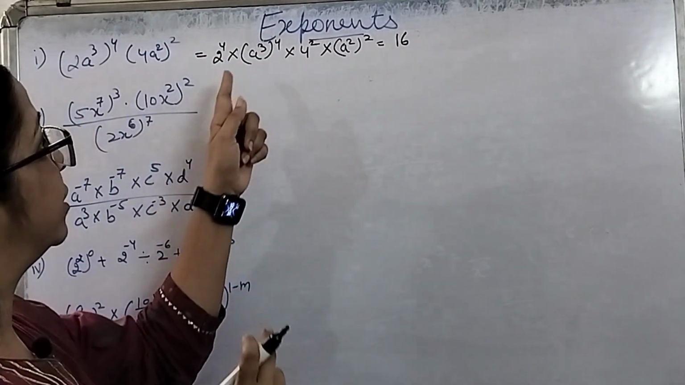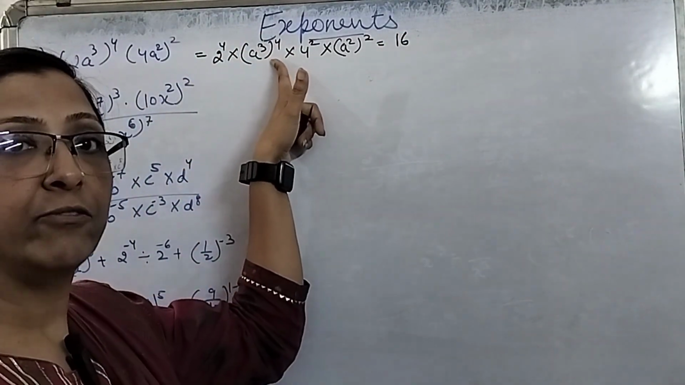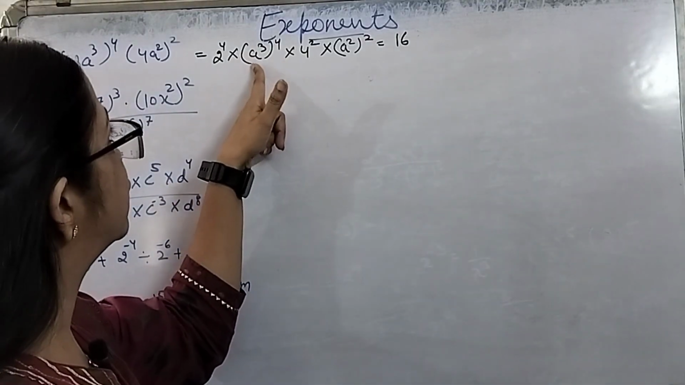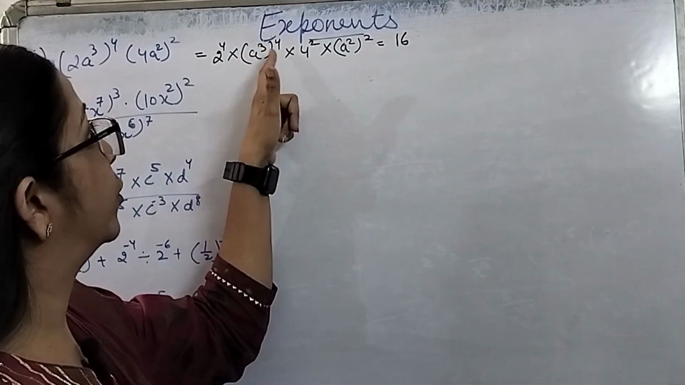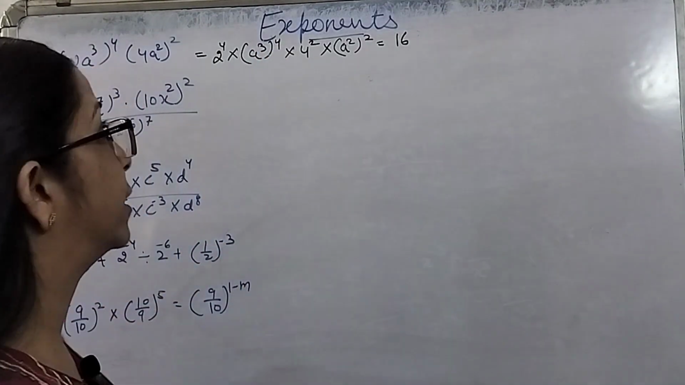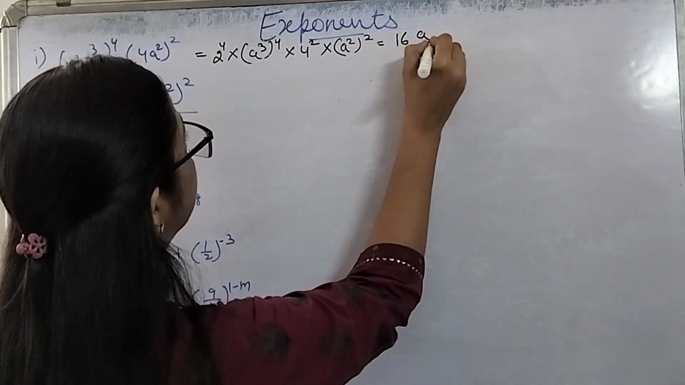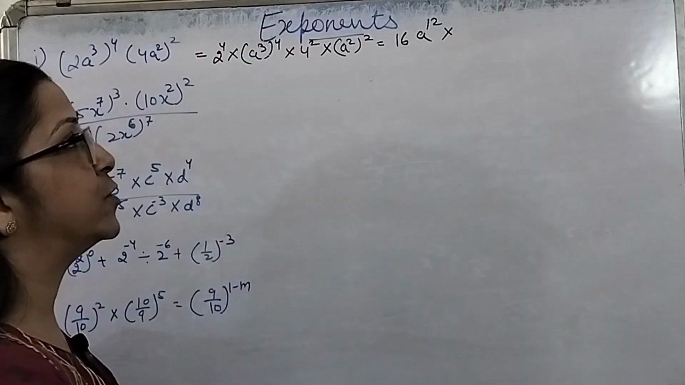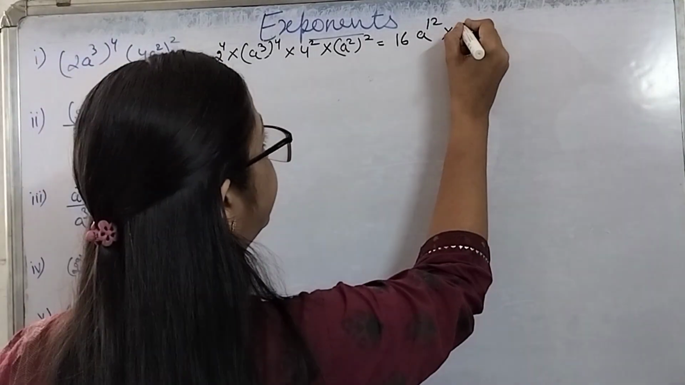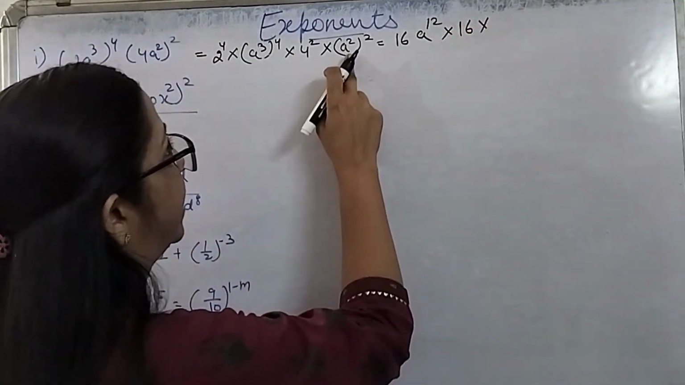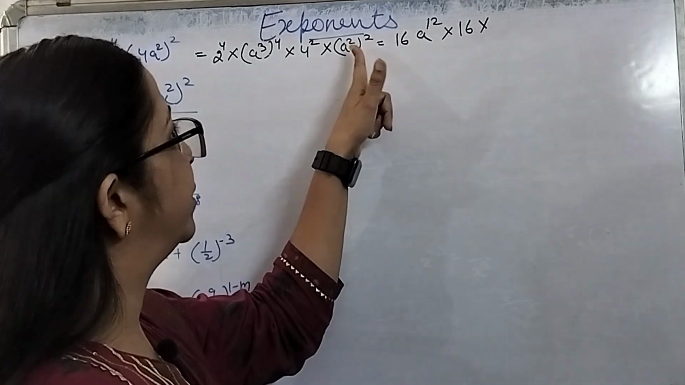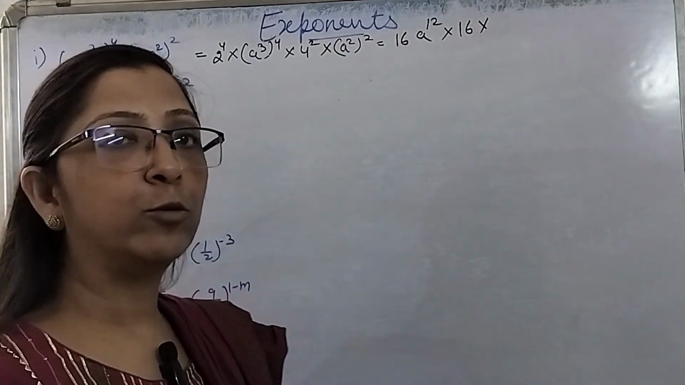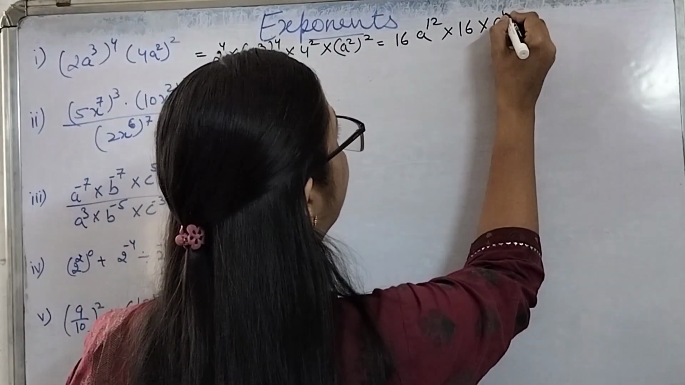Now (a^3)^4. We will be applying the third law, a^(3 multiplied by 4). Powers will be multiplied. So it will be a^12, since 4 3s are 12. Multiplied by 4^2, which means 4 4s are 16. Multiplied by (a^2)^2, which means a^(2 multiplied by 2), that is a^4.